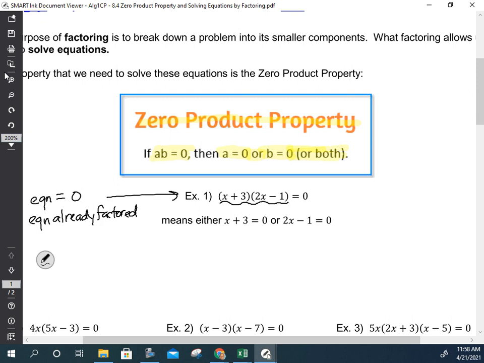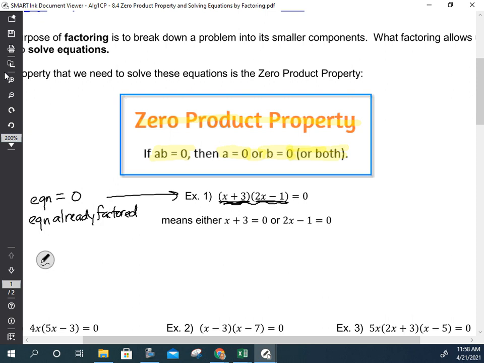So if the equation is equal to 0 and the equation is already factored, this is what you get to do. You get to break the problem apart. You take each part of the problem and set it equal to 0. So x plus 3 equals 0, or 2x minus 1 equals 0. And I can guarantee you, everyone in this classroom and everyone at home can solve those two itty-bitty equations.